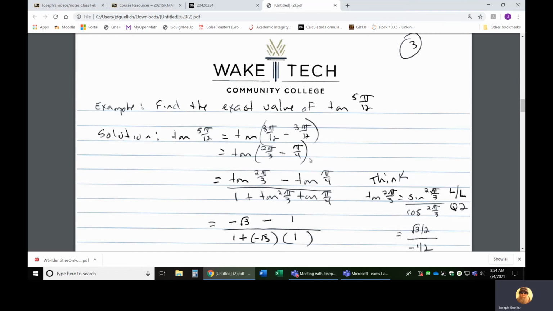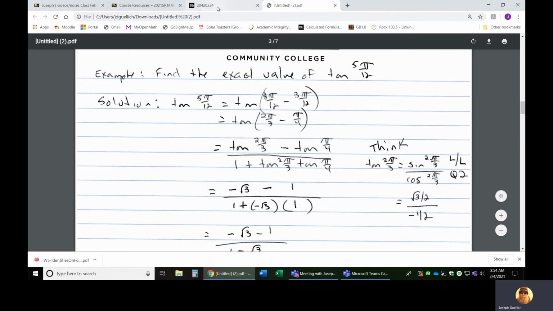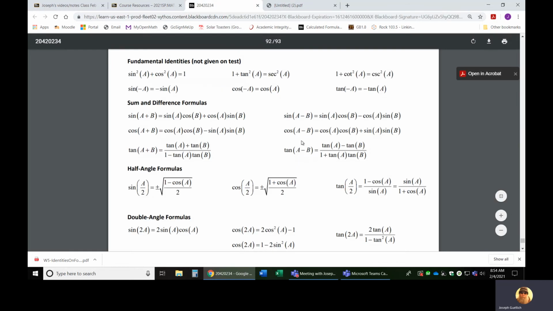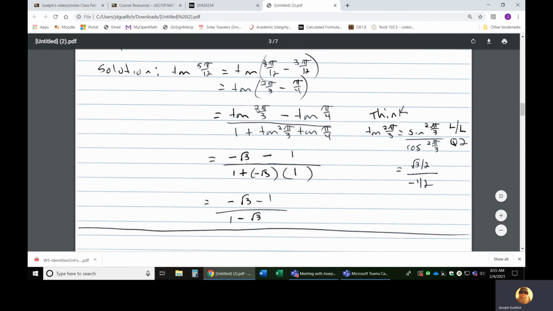So both of these have to be on the unit circle. You can't do 4 pi over 12 plus a single pi over 12. That's not going to work. And this is the tangent difference. So on the formula sheet, we split it up based on that formula right there. And again, here's my little thinking for my tangent stuff. And you can see tangent 2 pi over 3, we get this ratio over on the right here, and that simplifies to just the square root of 3.